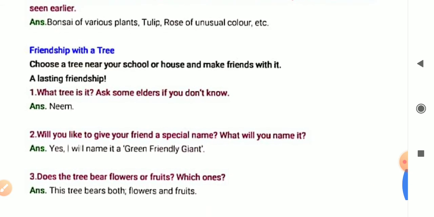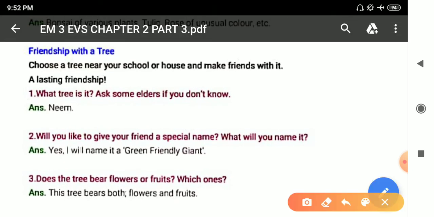Friendship with a tree. Okay, so what you have to do is choose a tree near your school or house and make friends with it. A lasting friendship. What tree is it? Ask some elders if you don't know. So let's imagine you have done a friendship with a neem tree. So if you don't know whether it's a neem tree, banyan tree, or any other tree you are doing friendship with, if you don't know the name, ask the elder one. Okay, it can be your father, mother, your younger sister, anyone.